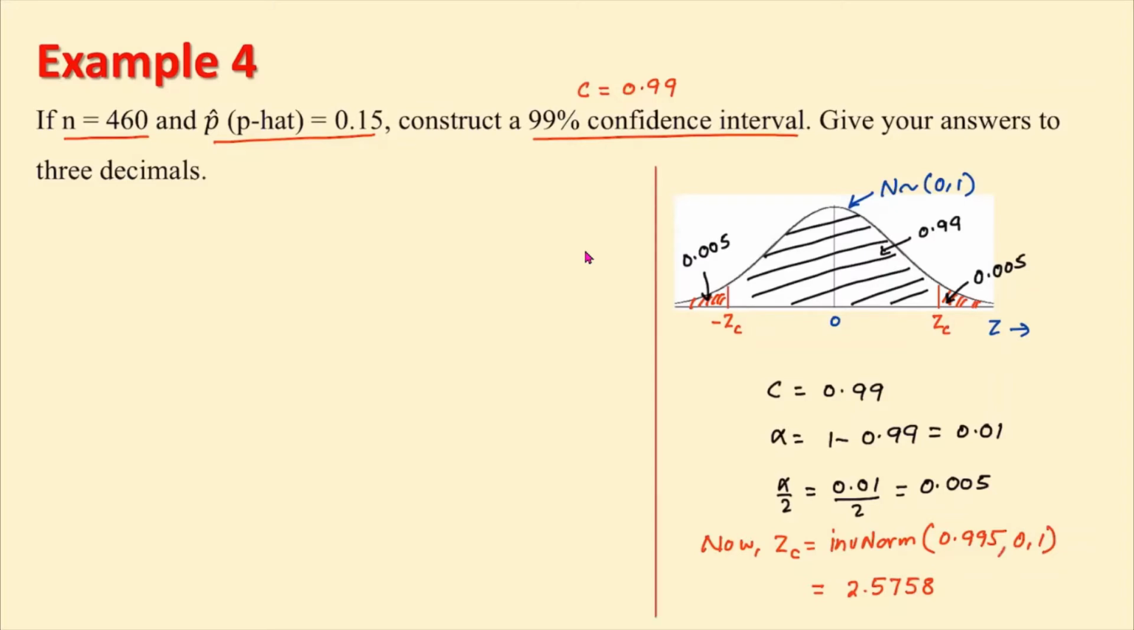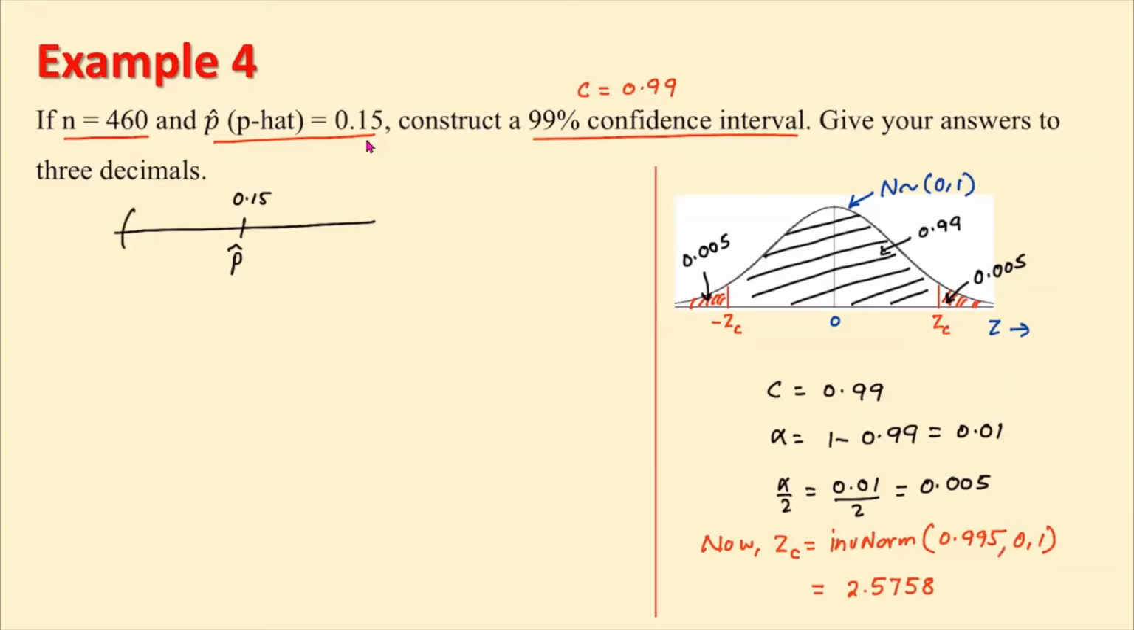So when we talk about the confidence interval, in the middle we have the point estimate, that is P hat, which is already there in the problem. P hat is 0.15. Now we are constructing the interval.